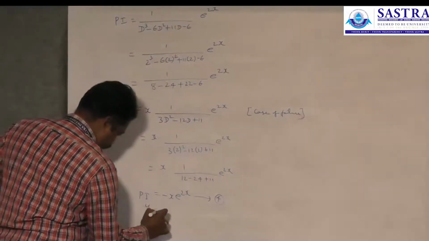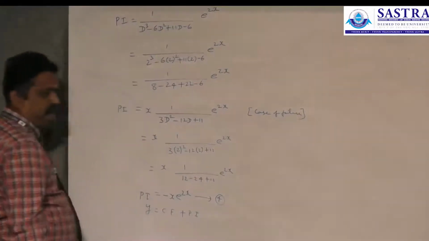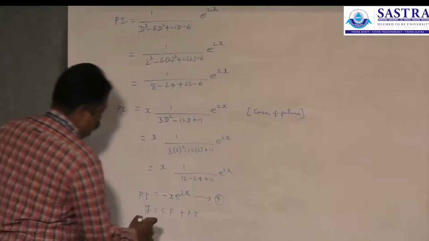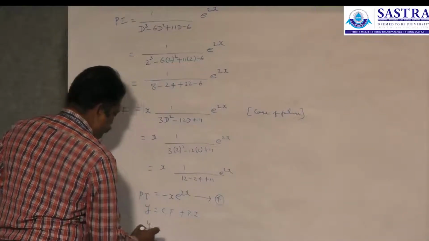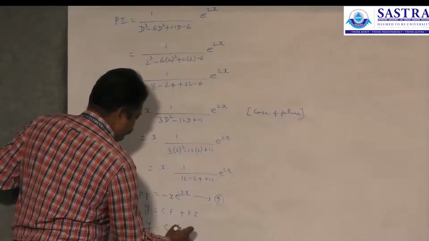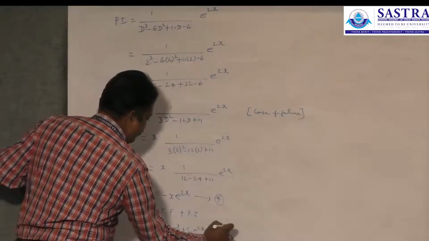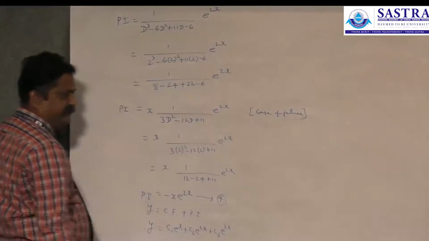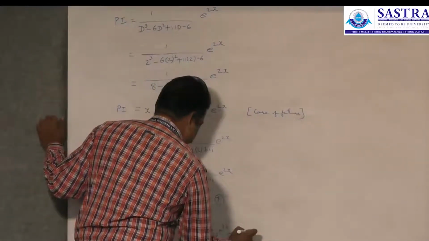Now y is equal to complementary function plus particular integral. Therefore y is equal to, what is the complementary function? Complementary function is c1 e power x plus c2 e power 2x plus c3 e to the power 3x, plus the particular integral, which is minus x e power 2x.